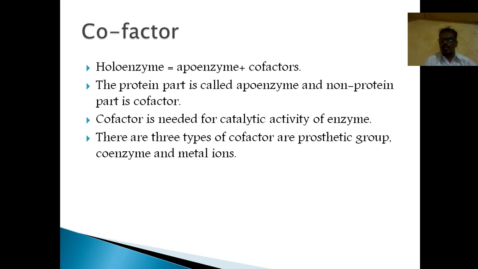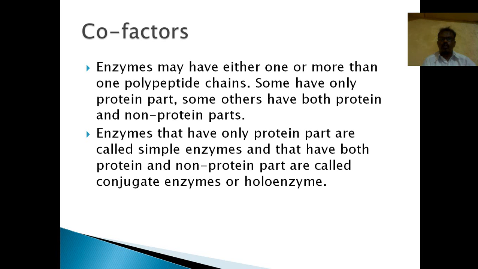Certain enzymes consist of only the protein part, and they are known as simple enzymes. Certain enzymes consist of both protein as well as non-protein parts, and they are known as holoenzymes or otherwise conjugate enzymes. The non-protein part is called cofactors. There are three types of cofactors: prosthetic group, coenzymes, and metal ions. So this is about what cofactors are.